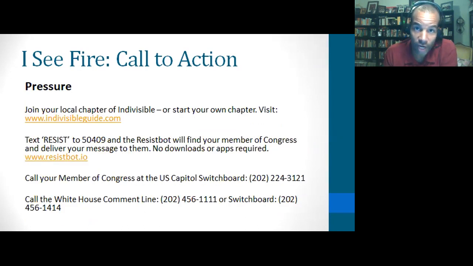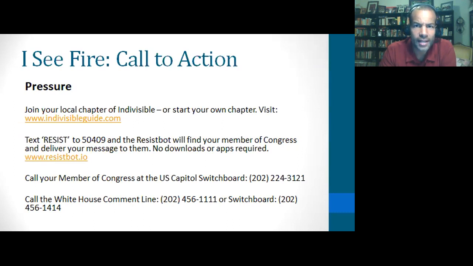The next option was pressure. With pressure, the idea is to put political pressure on politicians so they will pass laws to protect the LGBT community. There was an organization called Indivisible, which had chapters all across the country and a variety of different ways of protesting or communicating with your member of Congress or your senator. So we gave information about that.